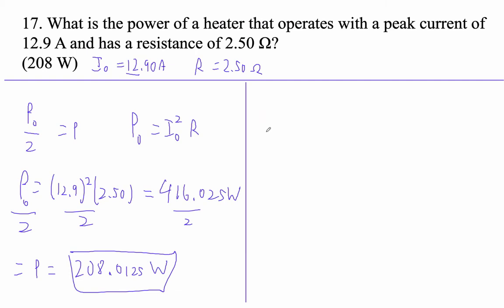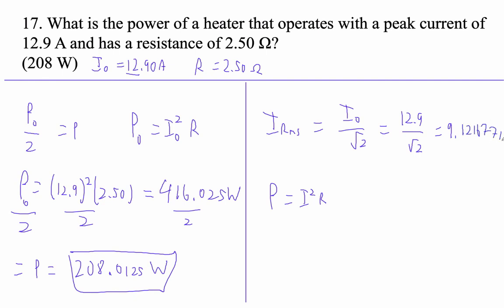Way number two is, let's use the fancy formula, right? So I RMS, we're going to use as I peak divided by the square root of 2. And then we're just going to use the fact that power is I RMS squared times R. So let's do this. This is 12.9 divided by the square root of 2. That's 9.121677 amps. That's sort of the average current.